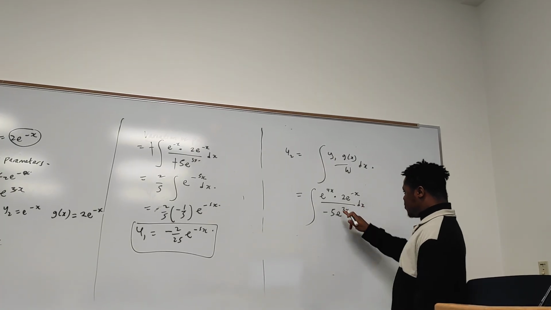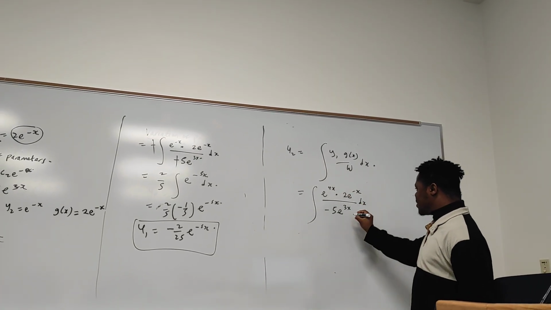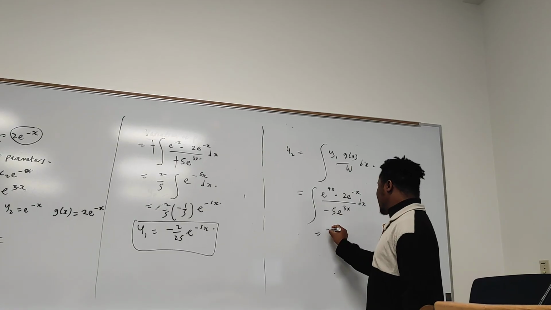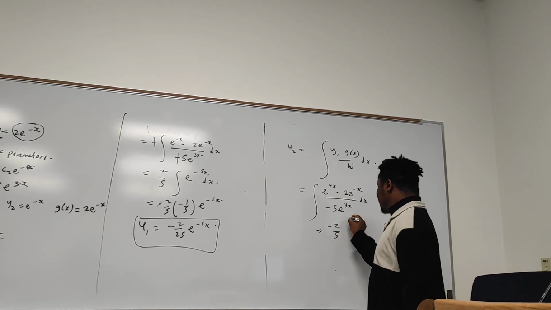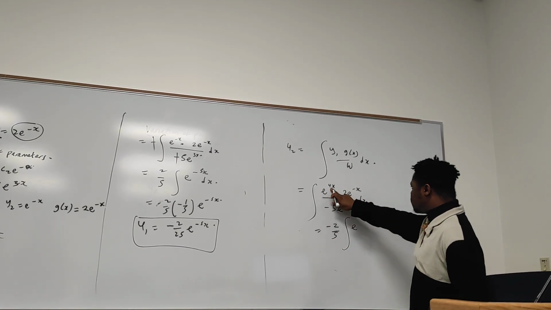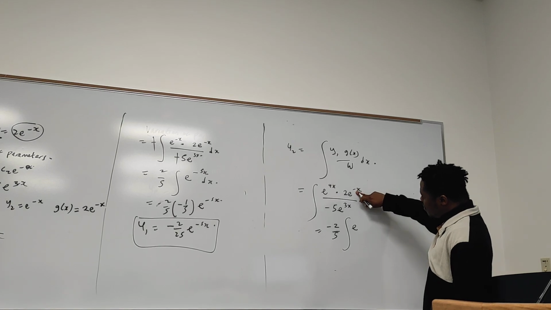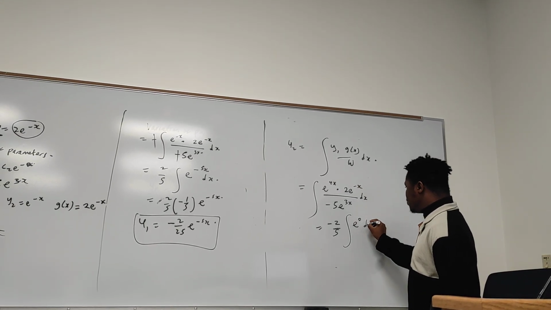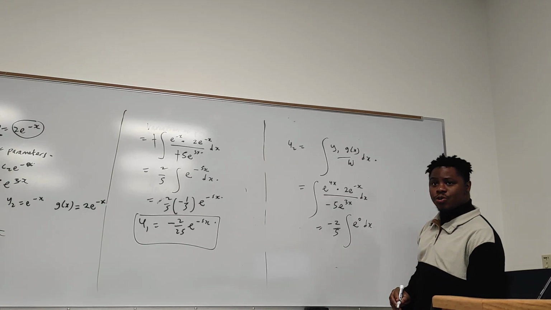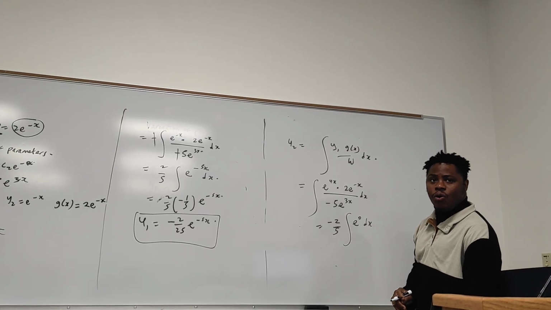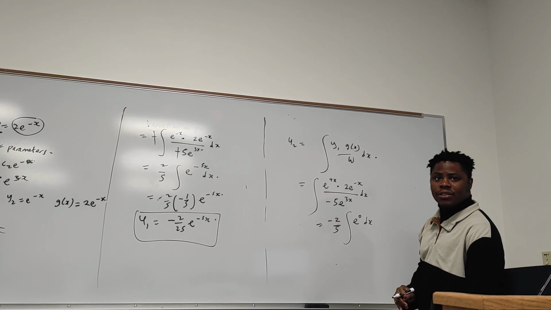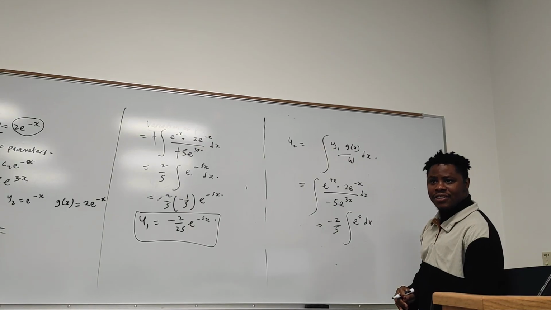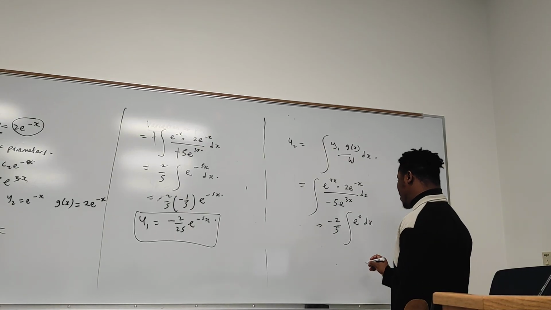Excuse me, 4, let's bring this out. That would be negative 2 over 5 integral exponential. This is 4 minus 1 is 3. And 3 minus 3 is 0. Right? That's exponential 0 dx. Exponential 0 is what? 1. Integral 1 dx is what? x. Right? If you don't know that, let me show you how it is x.